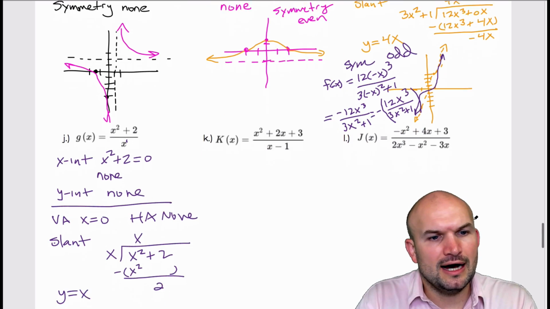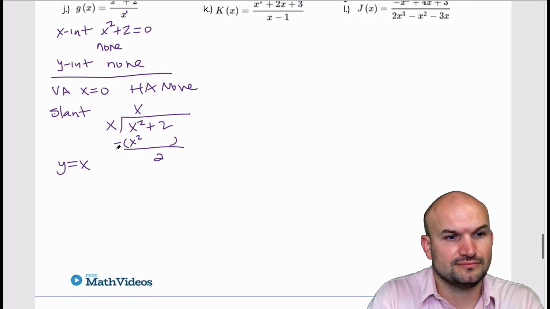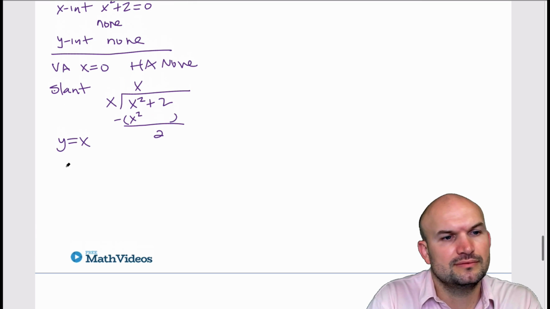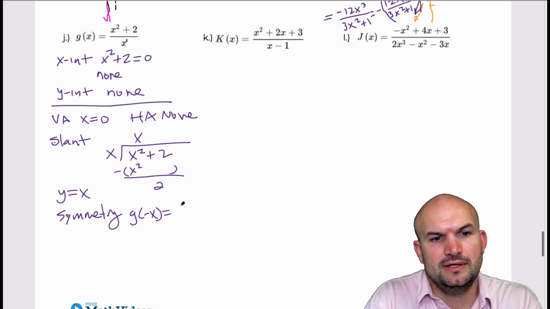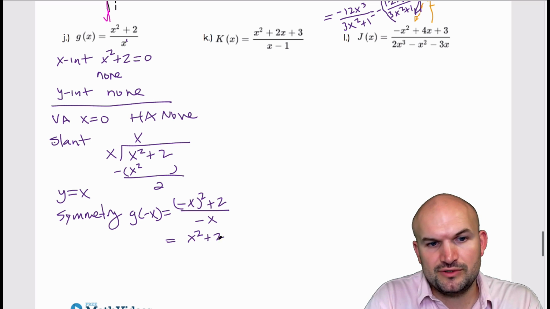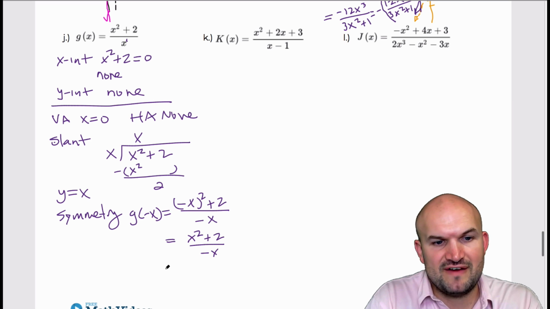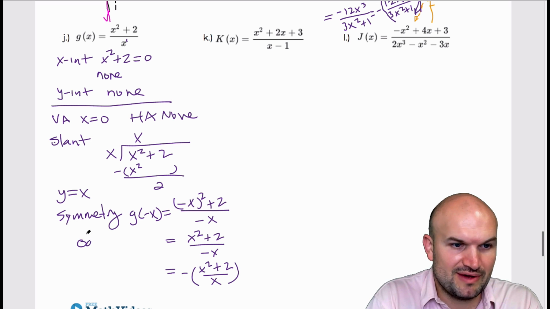Okay. All right, so in this one, now let's go and test the symmetry here. So let's work this one out. I have g of negative x equals negative x squared plus 2 all over negative x. And here, again, I'm going to have an x squared plus 2 over negative x, and I can factor that negative out in front. So you can see that it's the exact opposite again. So therefore, this one is going to have odd symmetry.